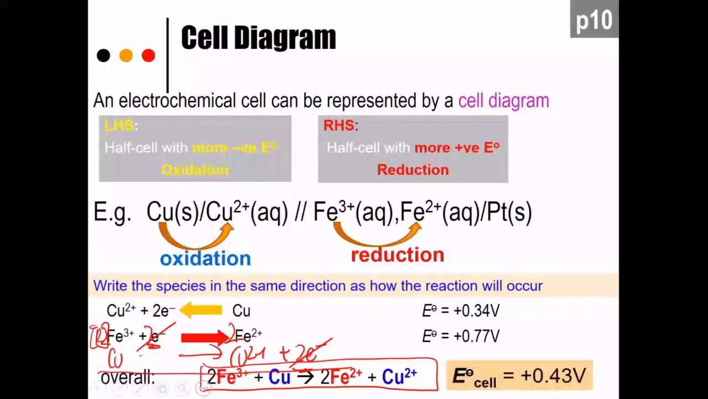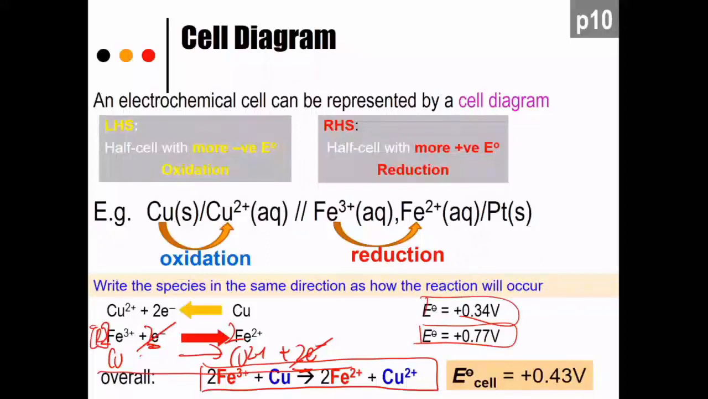Then next, each of the half cells will contribute its E naught value. And when you use a voltmeter to measure the overall E naught, the overall voltage of the cell is plus 0.43. So how did I obtain this value here? This is what we will cover later. Okay?